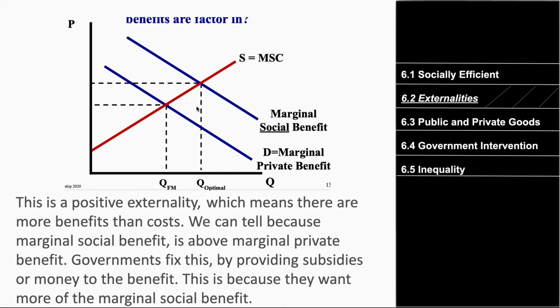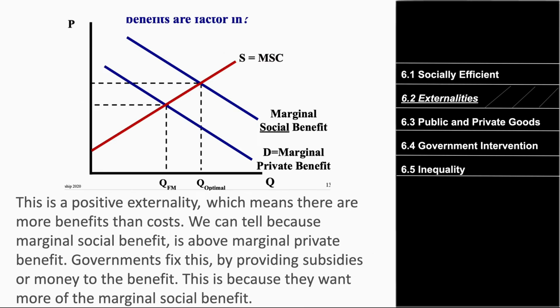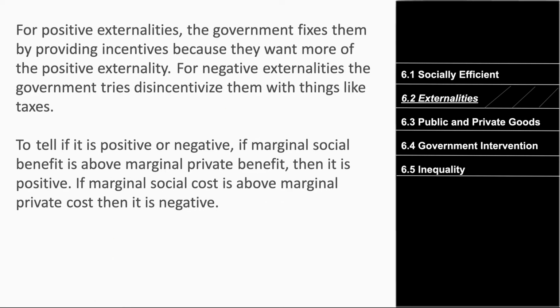So how do you determine if it's a positive externality? Pretty similar. A positive externality is when the marginal social benefit, this blue line on top, is above the marginal private benefit, this blue line on the bottom. So make sure you remember negative externality, marginal social cost is above; positive externality, marginal social benefit is above. That's how you determine if it's positive externality or negative externality.